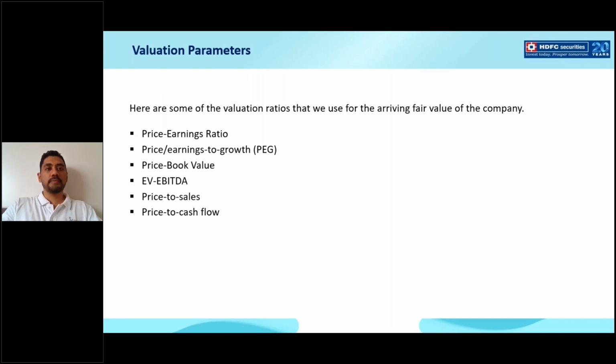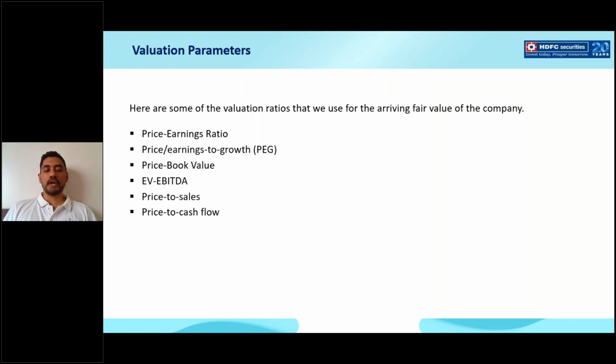Now we come to some of the valuation parameters which we use to value a company. So the first and most used parameter is the price to earnings ratio. The price to earnings ratio, or the PE ratio as it is popularly known, is a value indicator used by stock market investors. It gives us an idea of what the market is willing to pay for the company's earnings. It is also known as the price multiple or earnings multiple ratio. It signifies the relative value of the company's shares in an apples to apples comparison.